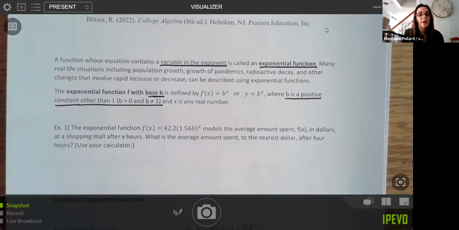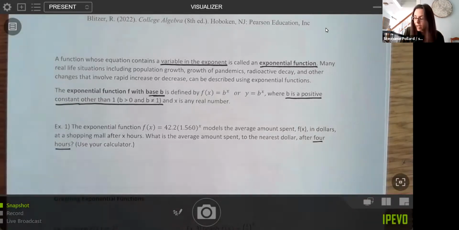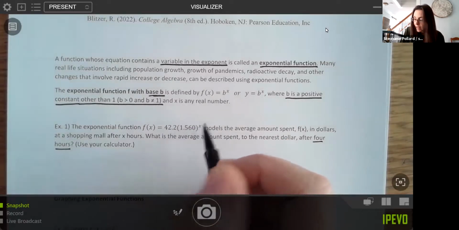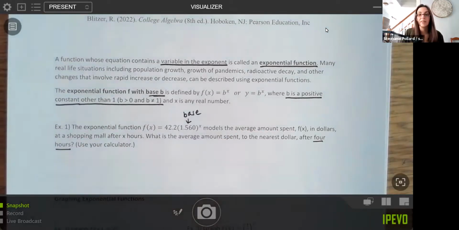So here's an example of an exponential function. So we have f of x equals 42.2 being multiplied by 1.56 to the x power. This models the average amount spent in dollars at a shopping mall after x hours. What is the average amount spent to the nearest dollar after 4 hours? So here we have an exponential because we have that variable in the exponent. And then our base here would be that 1.56.